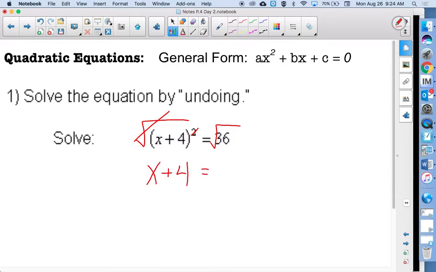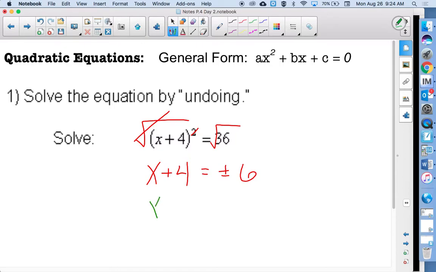Carrie, what is the square root of 36? Plus or minus. Nice. Didn't get tricked. Don't forget that when you take a square root, you have 2 answers, the positive 6 and the negative 6. This is a parabola, it's a U. So we should have 2 answers with our parabola.